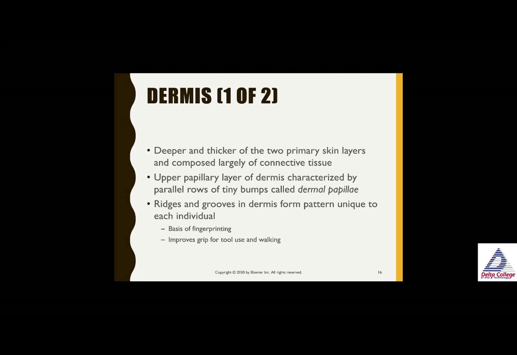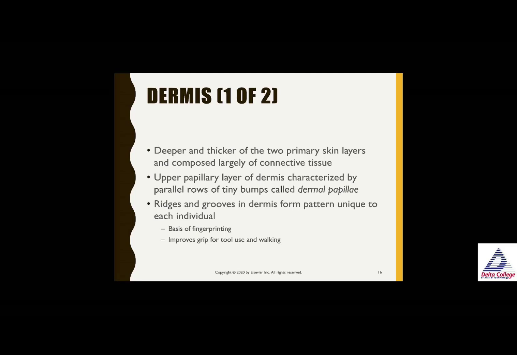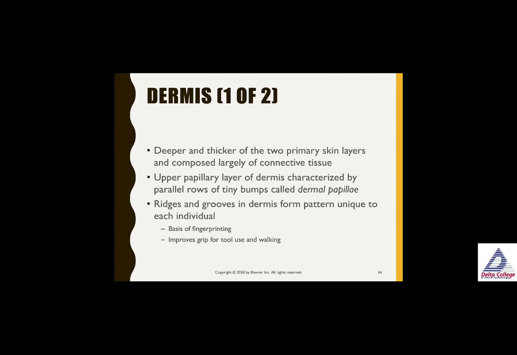Now, the dermis is the deeper, thicker of the two primary skin layers, and it's composed mostly of connective tissue. The upper papillary layer of the dermis is characterized by parallel rows of tiny bumps called dermal papillae. Ridges and grooves in the dermis form a pattern unique to each individual. This is the basis of fingerprinting. It also helps us improve grip for tool use and for walking.